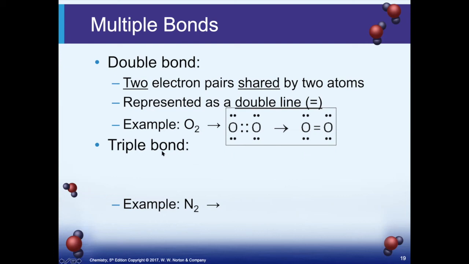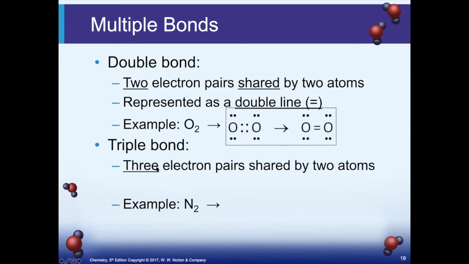Okay, similarly, you could have a triple bond, which you probably guessed by now. That's where you have 3 electron pairs shared by 2 atoms. And so an example of that would be the nitrogen in the atmosphere. And it's represented with a triple line. So single line for single bond, double line for double bond, triple line for triple bond. Each one of those lines represents a pair of electrons that is shared. So nitrogen is like that.